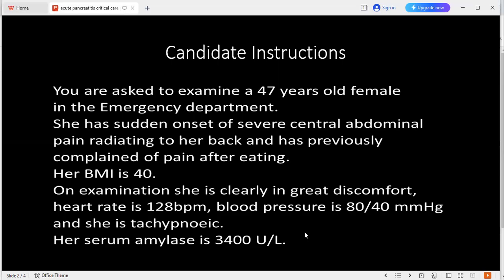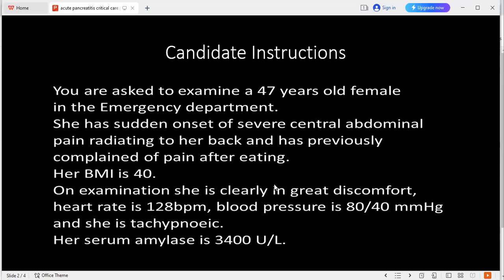Glasgow criteria contain the PaO2 level, which is less than 8 kilopascal, age more than 55, neutrophils more than 15,000, calcium less than 2 millimole per liter. After 48 hours, urea level more than 16 millimole per liter, the LDH level more than 600. All right. Thank you so much.